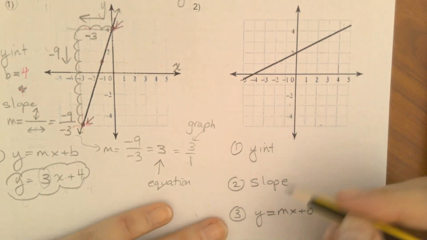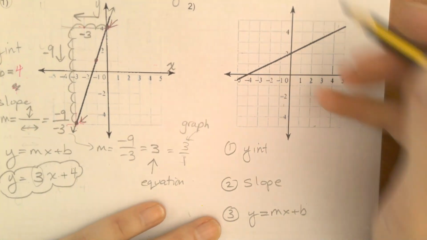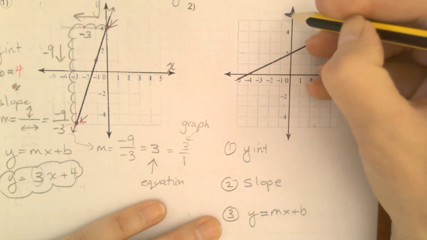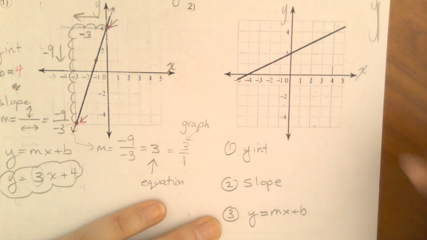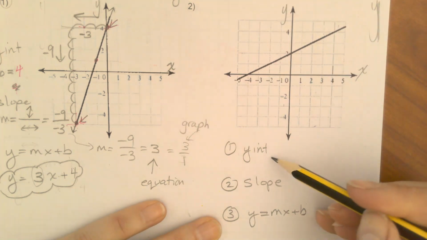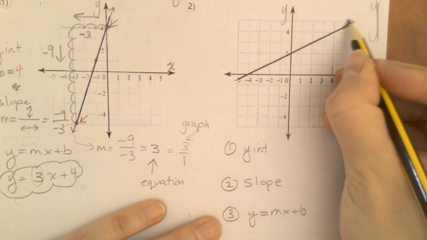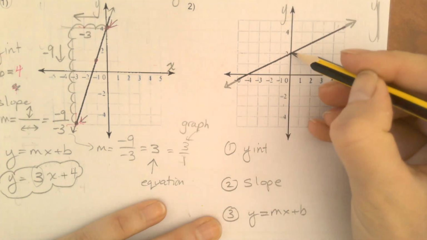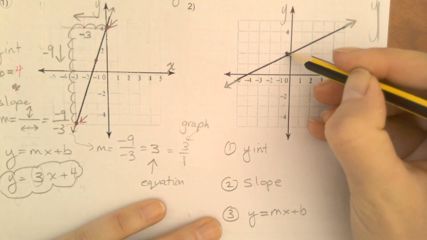So y-intercept, where is the y-axis? Y looks like this, up and down. So this is the y-axis. So that's the x-axis. Where does this line, let's make it a line because it needs arrows, where does this line touch the y-axis? Here. And that looks like a 2. Let's check.